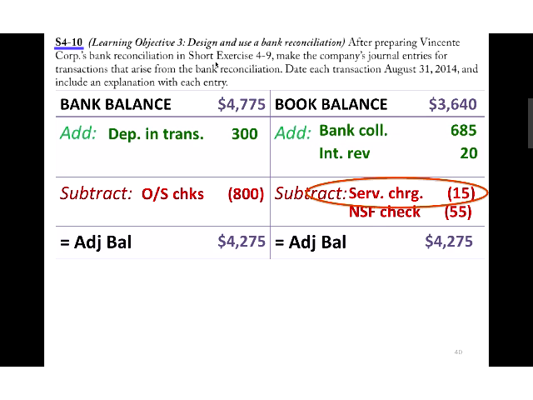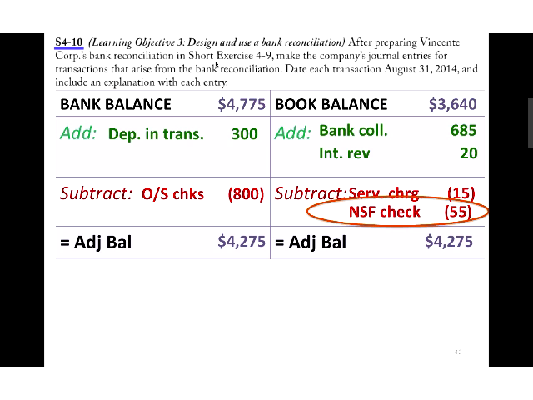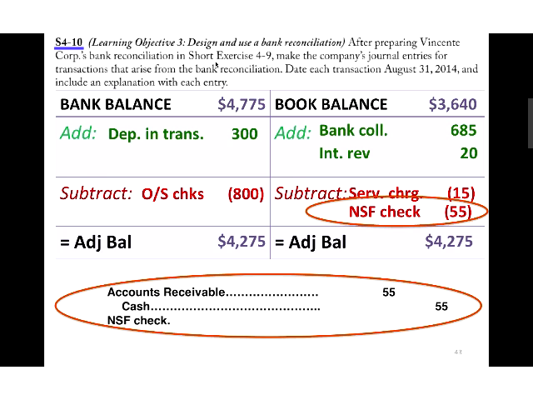Okay, so the next item down, service charge, $15. This is the bank is charging us $15, so we need to reduce cash and debit bank service charge expense or miscellaneous expense. So we're reflecting that we've been charged for bank service charge. And then the last one in this column is NSF check. An NSF check is a non-sufficient funds. It bounced, so it's being returned to us. This was a check that our customer had given us in payment. The bank's saying this isn't any good, so we're reducing cash, and then we're going to bill the customer because the customer now owes us the money since the check wasn't any good. So we're going to debit accounts receivable and credit cash.